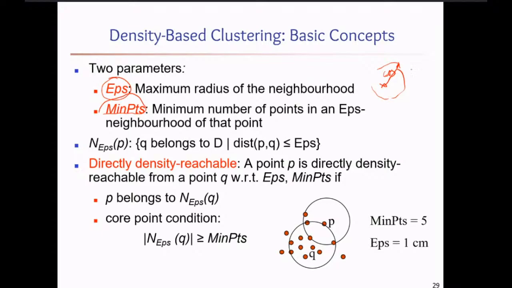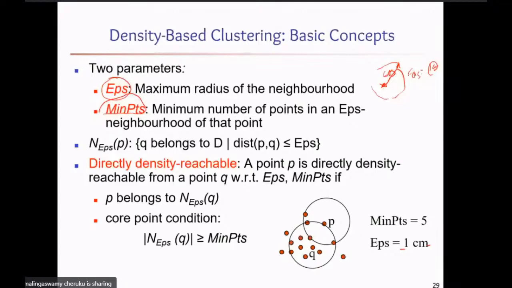Given epsilon, suppose I say epsilon is equal to 1 centimeter. So the minimum number of points in epsilon: if I draw a circle with this as a centroid and with this epsilon radius, then how many points fall under this circumference region? That is called the minimum number of points.